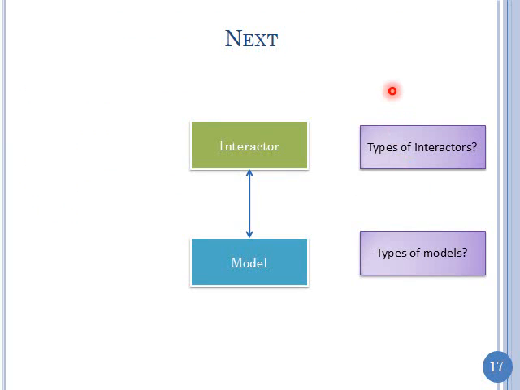So now the lower level question is, what kind of interactors might I have? What are the differences between the various interactors? What kind of models might I have? Okay, and these are questions you might want to answer.